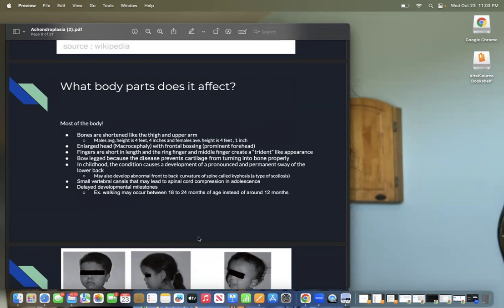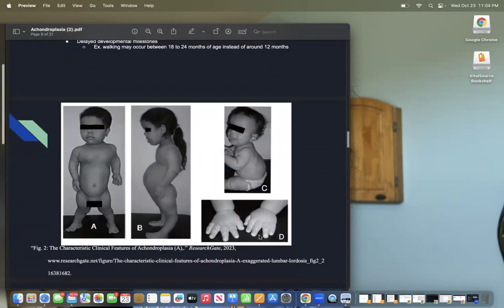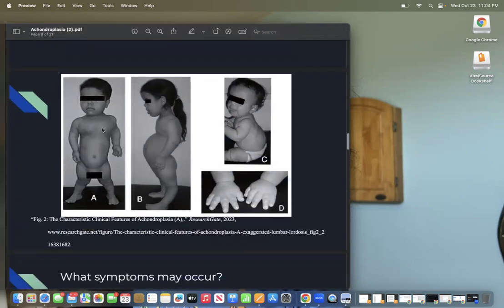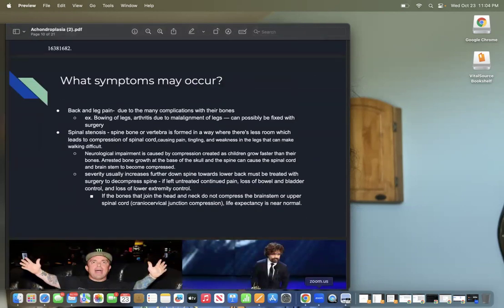The small vertebral canals can also lead to spinal cord compression in adolescence, and it can also lead to delayed developmental milestones. So walking may occur at 18 to 24 months instead of the usual 12 months to a year or less. Here are some pictures of a baby with dwarfism, and you can see the spinal lordosis and the trident hands here.